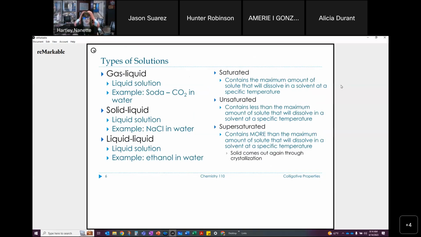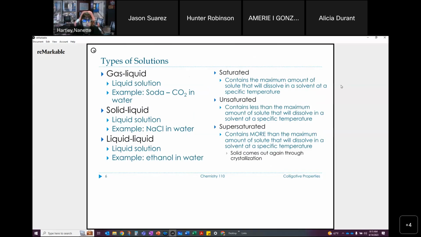We also have liquid solutions where we put a liquid into a liquid. And we've talked about this before with our solute and our solvent. Okay, so ethanol and water is one of the things that we've talked about with that. So whichever one is present in the higher concentration, higher amount, that's going to be our solvent. What we put into it in the smaller amount is our solute. Okay, so those are the types of solutions that we have. All right, gas-liquid, solid-liquid, and liquid-liquid.